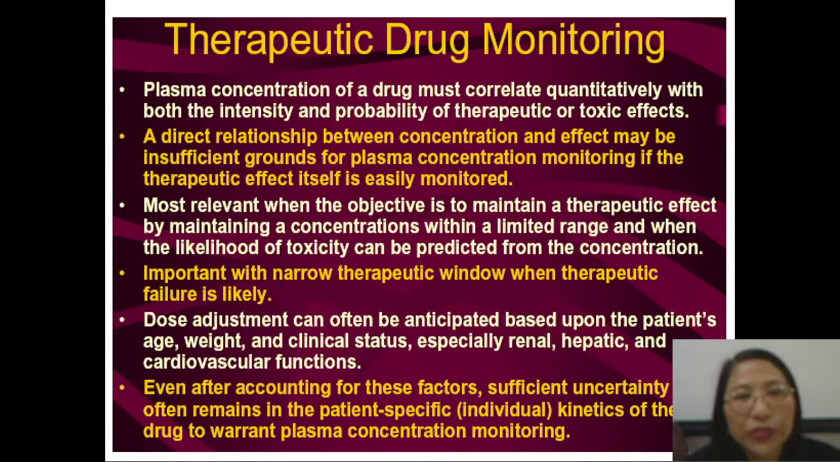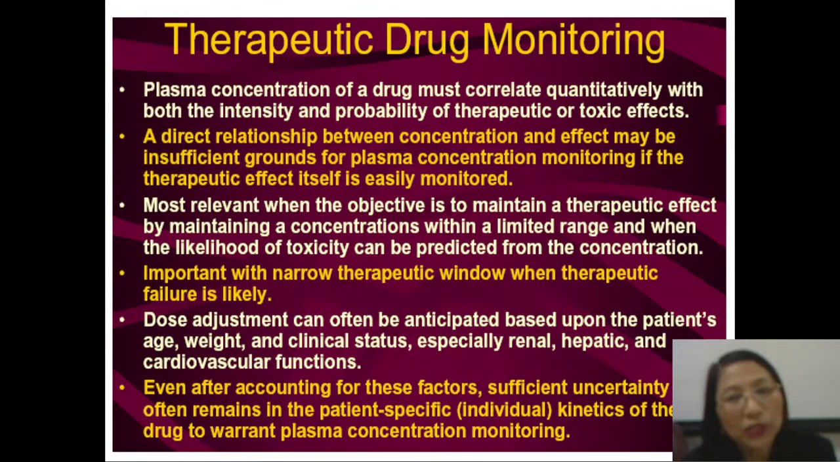So plasma concentration of a drug must correlate quantitatively with both the intensity and probability of therapeutic or toxic effects. For such drugs, we need to do a TDM when the concentration correlates quantitatively with both the intensity and probability of therapeutic or toxic effects. So if it is a direct correlation between the concentration and effect, it may be insufficient grounds for plasma level monitoring if the therapeutic effect is easily monitored. For instance, I told you about the anti-hypertensives, anti-diabetics.